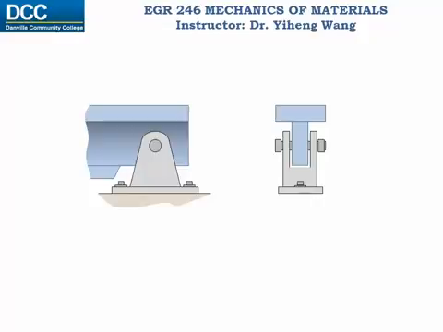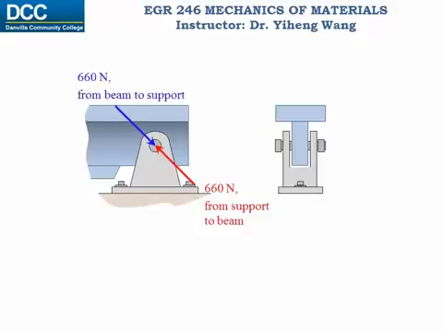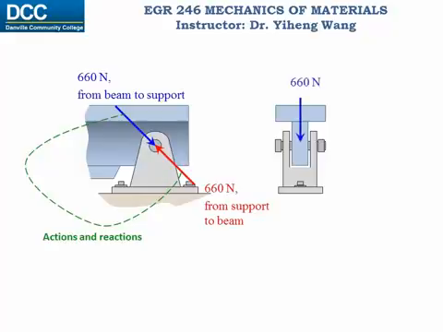Remember, the support exerts a force of 660 newtons to the beam, which means that by action and reaction, the beam also exerts the same amount of force onto the support bracket. But the beam and the support bracket are only in contact through the pin. So these forces actually all act on the pin. From symmetry, we can easily tell that the force acting on each supporting leaf is half of 660 newtons, to be 330 newtons.